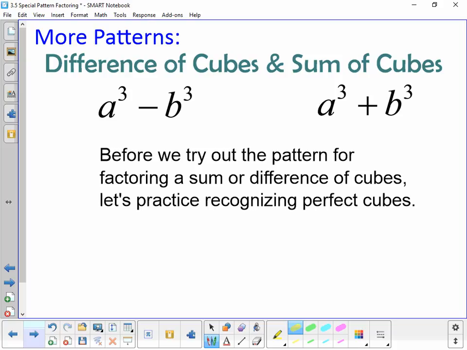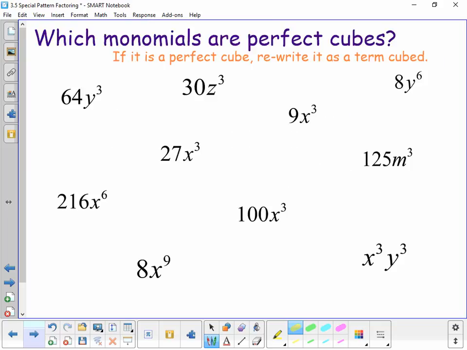the next pattern we're going to talk about is the cubic patterns. We have a difference of cubes, where difference just means that you're subtracting, or a sum of cubes. So before we go straight into the pattern, I want to talk about recognizing perfect cubes. So here are a list of possibilities. We're going to figure out which of these are perfect cubes.